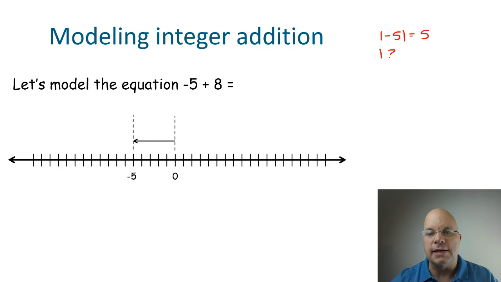The absolute value of 8 is 8. 8 is 8 away from 0. And so since, in this case, the positive integer has a greater absolute value, our sum will be positive. If we add 8, we're going 8 to the right. That's going to take us to the 0 and beyond, three spots beyond to +3. So -5 plus 8 is equal to +3.